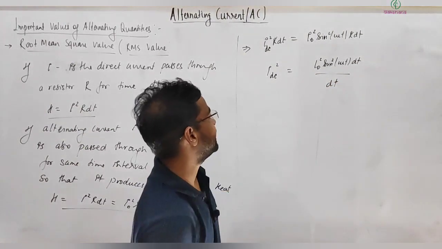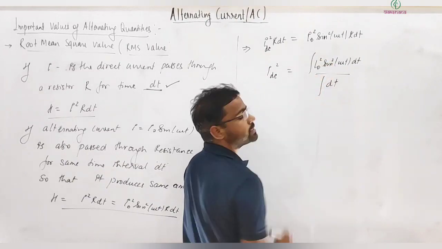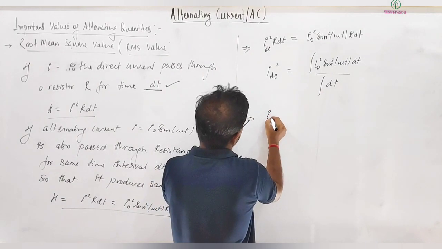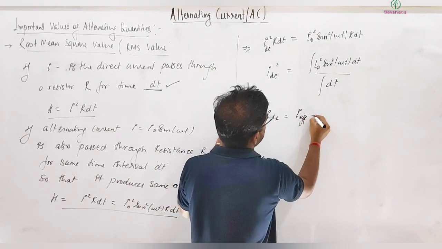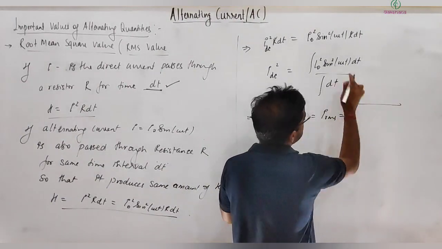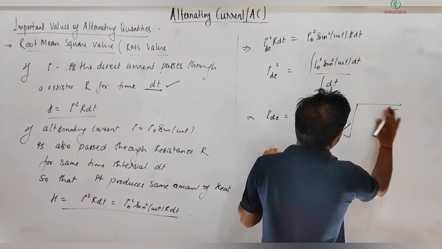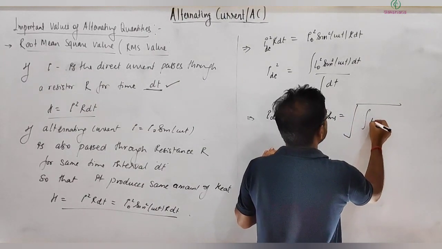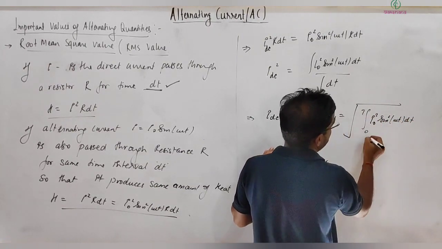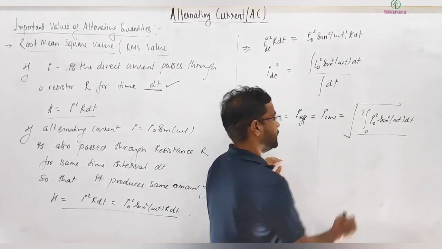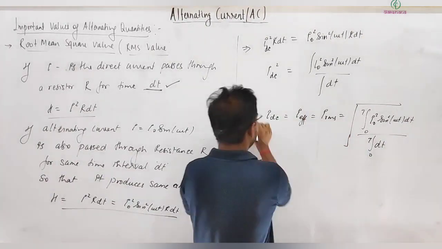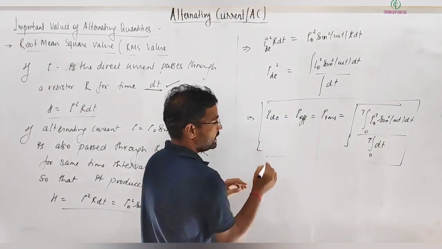If the interval is quite large, then I can write this as an integration, and to get I DC, which is also called I effective and in terms we call RMS, it comes out to be the root over this. So under the root, the integral of I naught square sine square omega t dt from 0 to T, if I am taking the interval for one cycle. You can see here we are getting exactly the same value, the same expression.